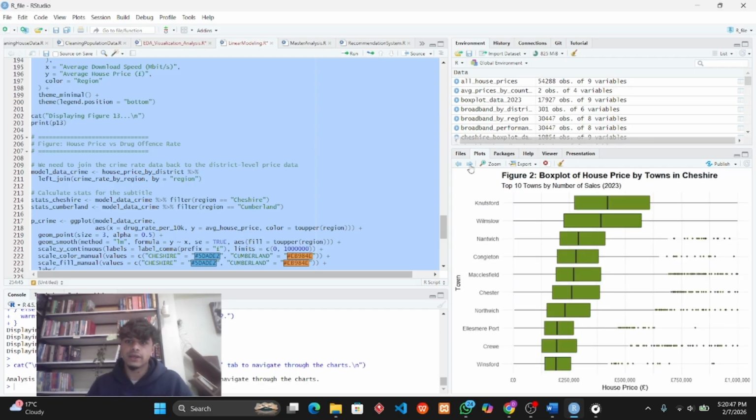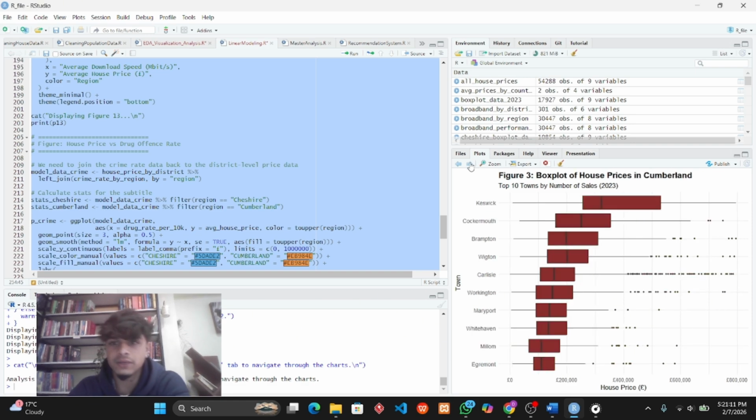So let's look at figure 2, box plot of house price by towns in Cheshire. This figure shows a large variation in house prices across towns in Cheshire with several high-value outliers. This suggests that the Cheshire housing market is expensive and uneven.